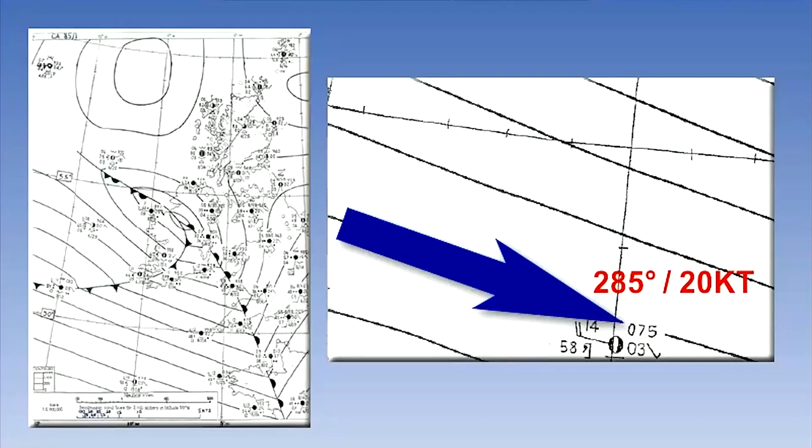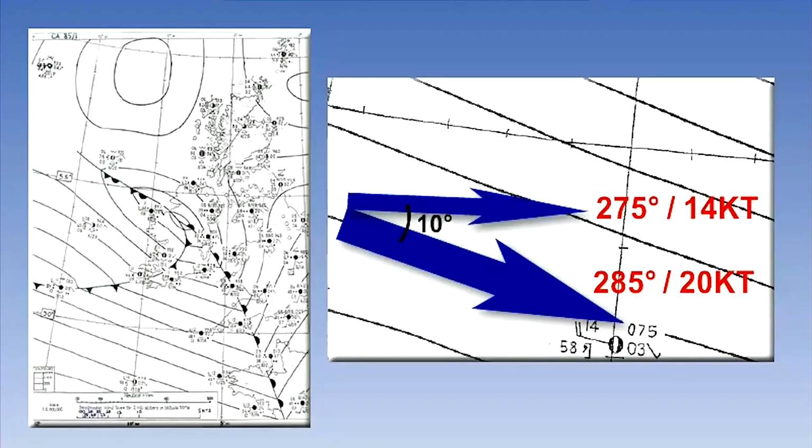What will the surface wind be doing, though? If this location were over the sea surface, we would have to remember what direction the surface wind was in relation to the geostrophic wind. In the northern hemisphere, the surface wind was like this compared to the geostrophic. If you remember, the angular difference was 10 degrees over the sea. Therefore, the surface wind is approximately 275 degrees and the speed is about 70% of the geostrophic, therefore approximately 14 knots.